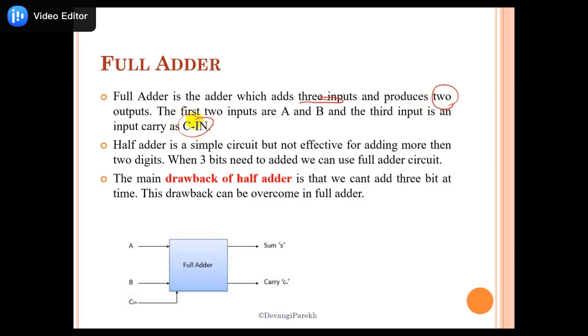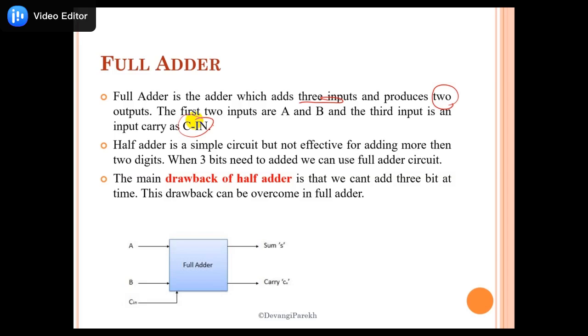So here are the advantages of full adder. The main drawback of half adder is we cannot add 3 bits at a time. To overcome this drawback, the full adder comes into the picture.